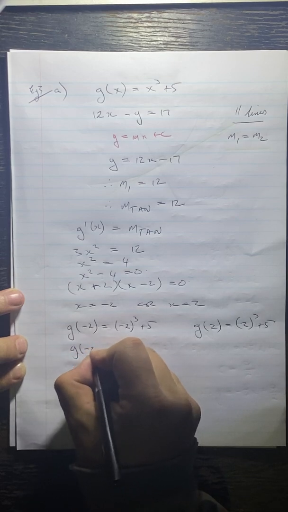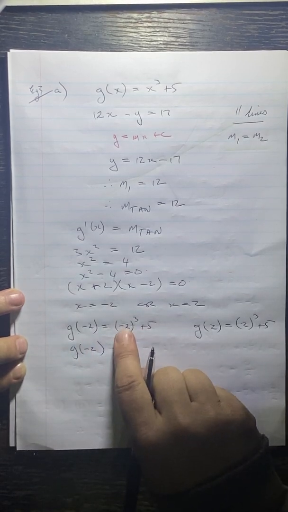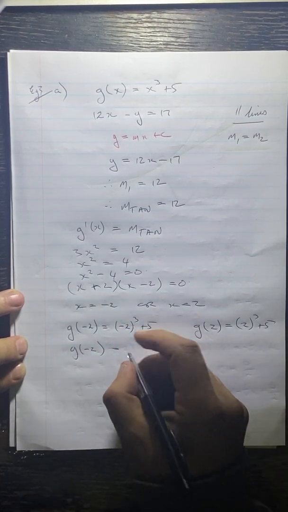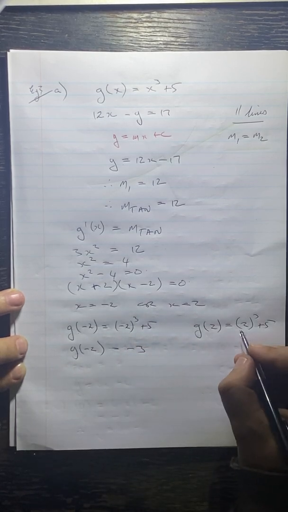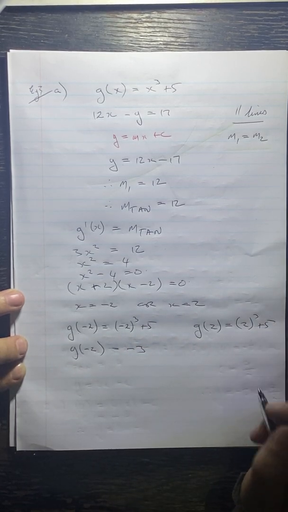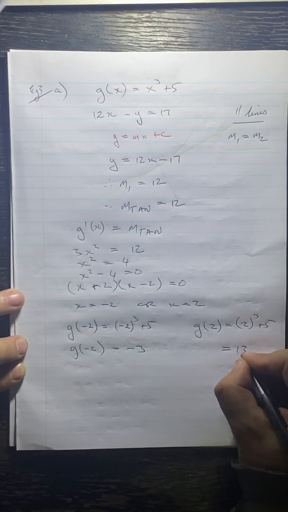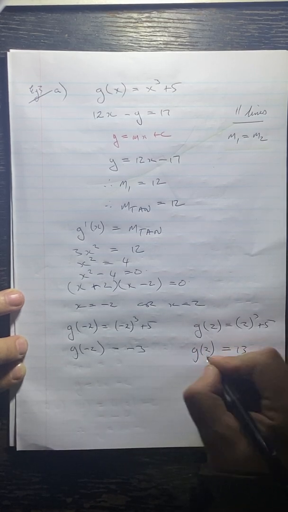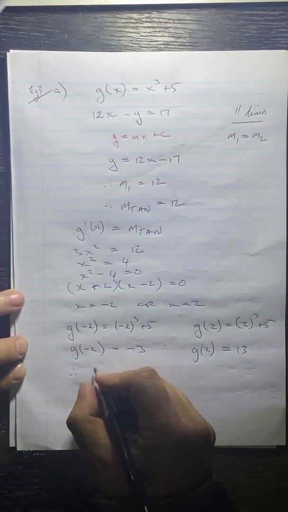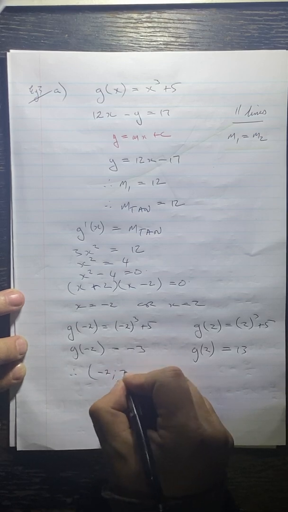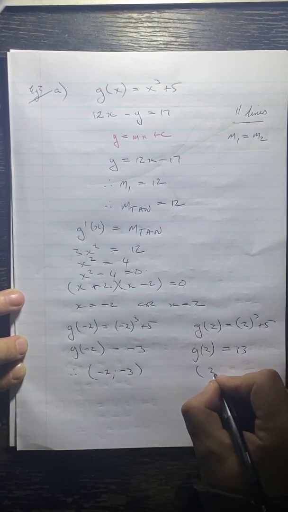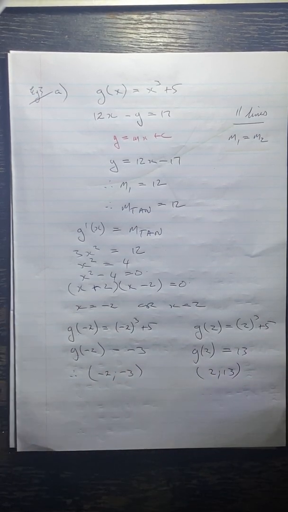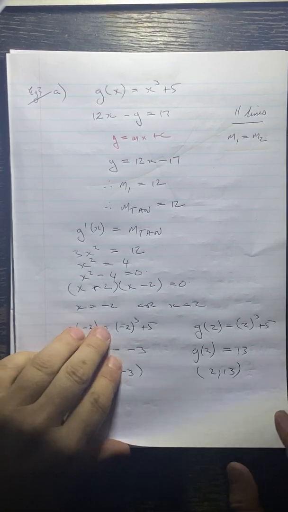So g of minus 2 is equal to, that'll give us minus 8. Minus 8 plus 5 is minus 3. That's 8. 8 plus 5 is 13. So the one point of contact is minus 2, minus 3. The other one is 2 and 13. All right. Going on to part B.